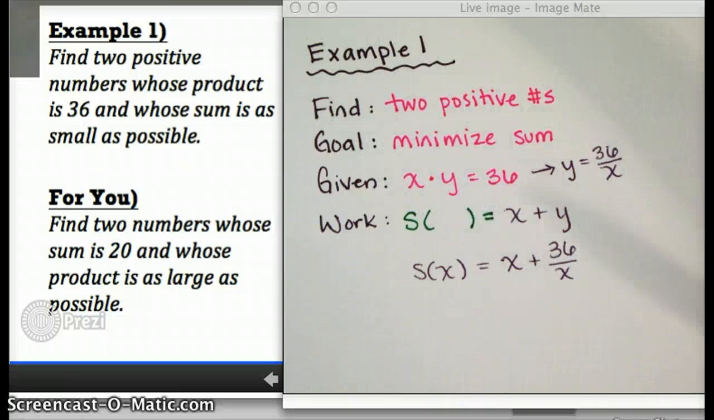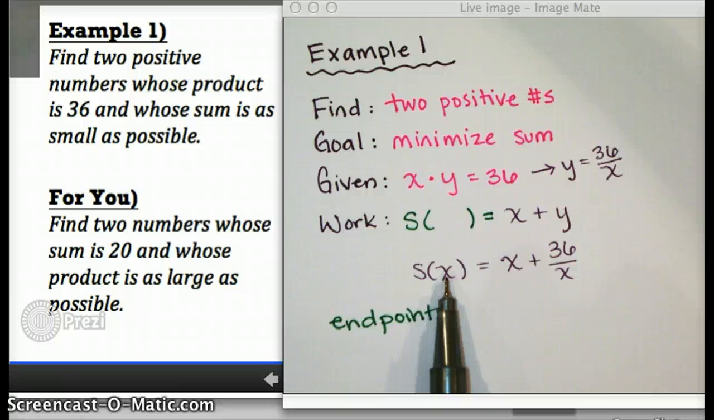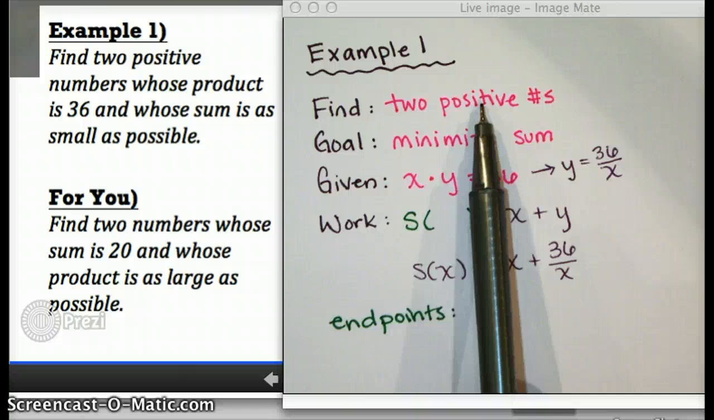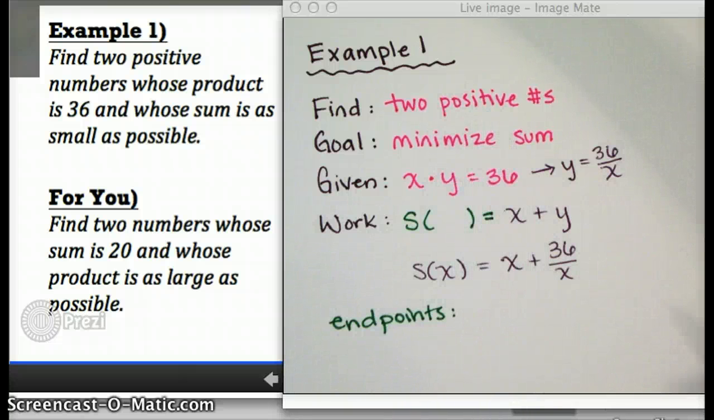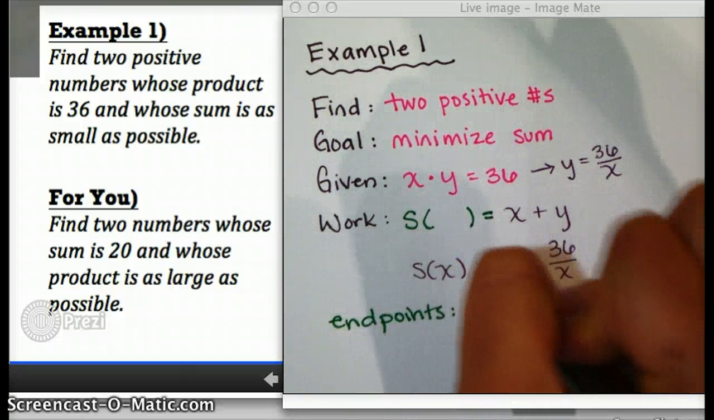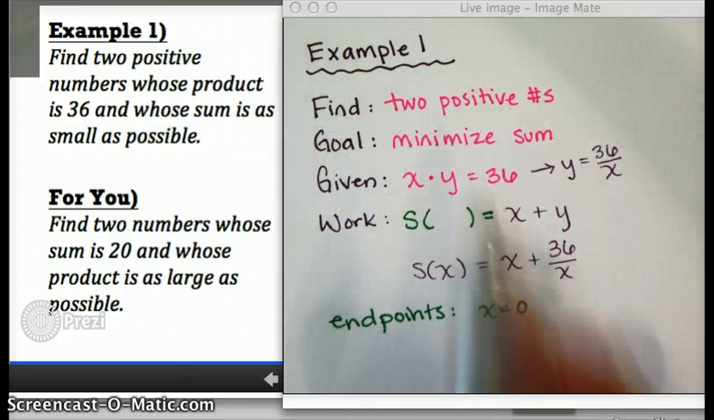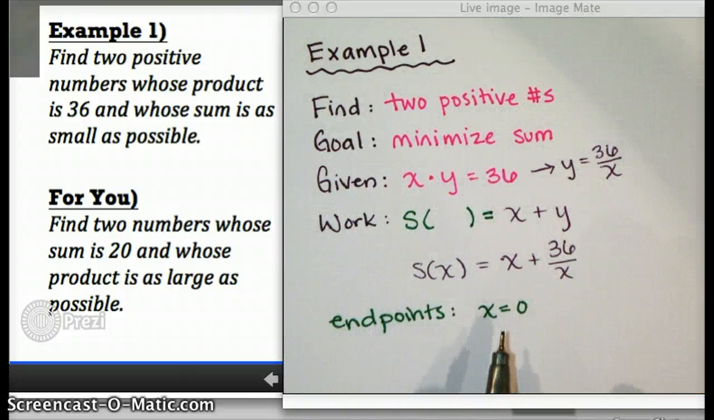For this problem, I'm going to go through the rest of the process. For the rest of the examples in today's lecture, you're actually going to stop as soon as you have that function. Now, if you're following along in the steps, once we have the function, the next thing we want to do is check our endpoints and our critical points. Endpoints are restrictions on your x values. So for example, are there any rules about what x can or can't be? Well, there is a rule. It has to be positive, right? So there is a lower endpoint, and the lower endpoint is x equals 0. The numbers have to be bigger than 0 at least.